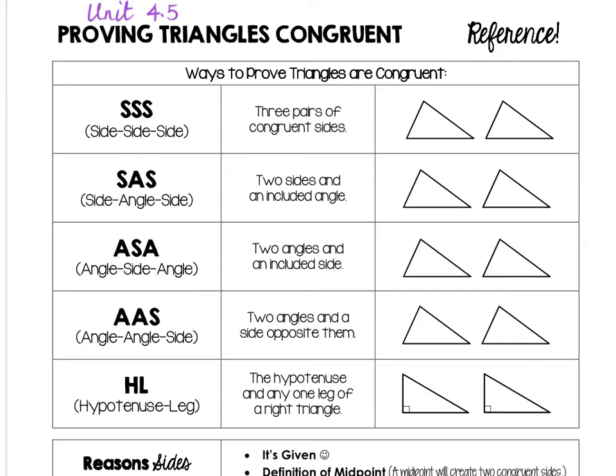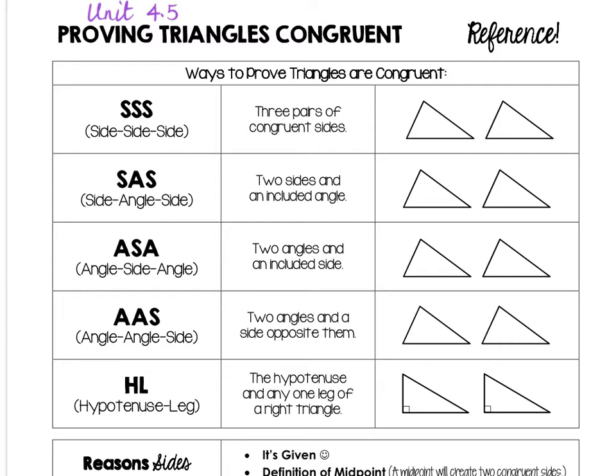Okay, this is unit 4.5. The bad news is that proofs are back. The good news is that this time around we have a lot more concrete information to prove triangles are congruent. So it's a lot easier than what we used in chapter 2 when we were talking about logic statements. So let's get right into it.